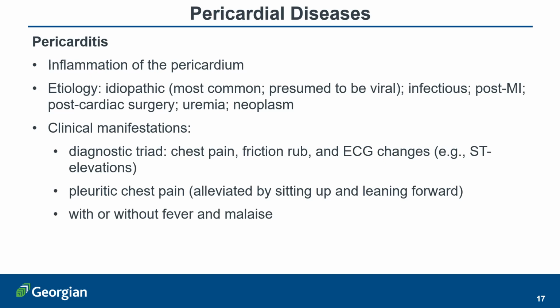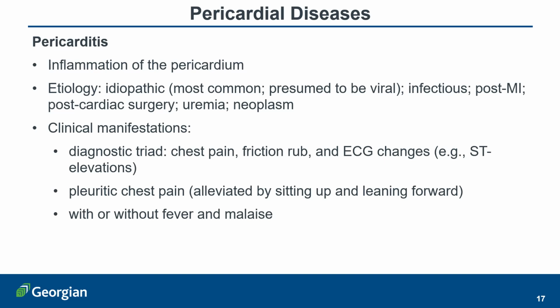Pericarditis is the inflammation of the pericardium. In terms of etiology, it could be idiopathic, which is the most common. It's presumed to be initiated by a viral infection. It could be infectious, caused by a bacteria. Pericarditis could also develop after an MI, after cardiac surgery, during the course of uremia, when you have severe acute kidney injury, or even the end stages of chronic kidney disease, and as a complication of various neoplastic disorders.